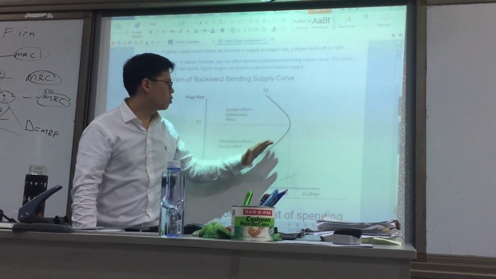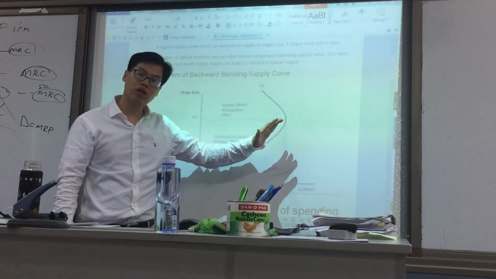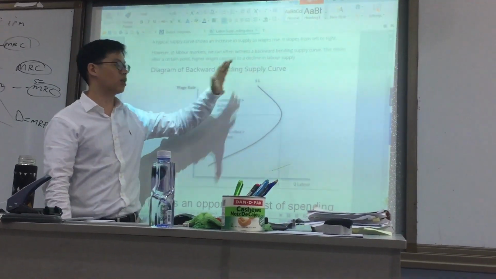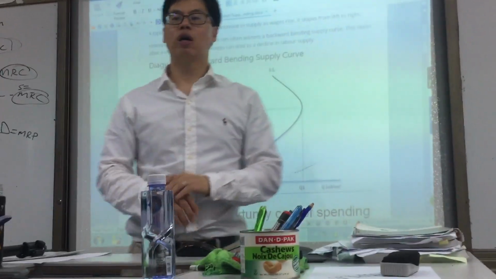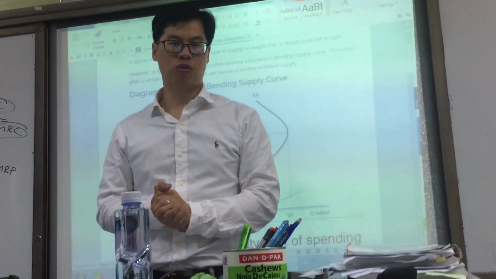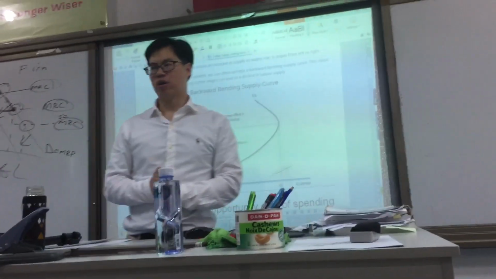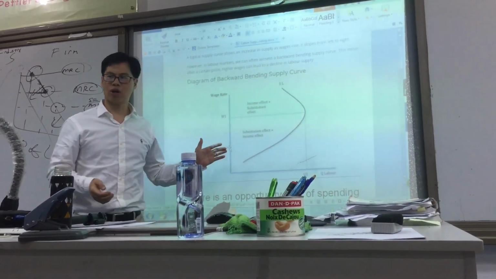So why is it upsloping in this section? And then, like I said, backward bending in that section. Okay? Well, it's related to opportunity costs, right? So what are we talking about here? Well, we're talking about a labor supply curve.